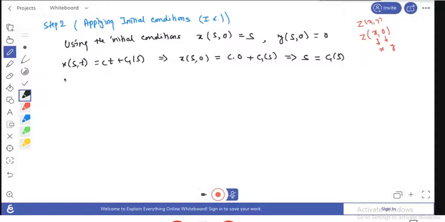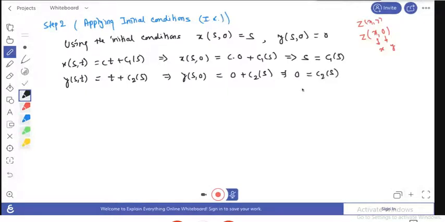And here, what is the value of y of st? This equals t plus c2 s. So this implies y of s0 equals 0 plus c2 s, which equals c2 s. So from using these two, we can find the value of x of st. This becomes ct plus c1 s, and c1 s equals s. So this is the value of that.